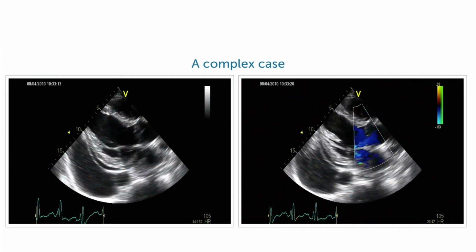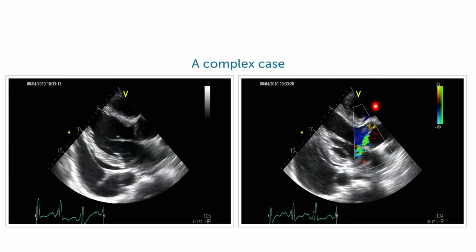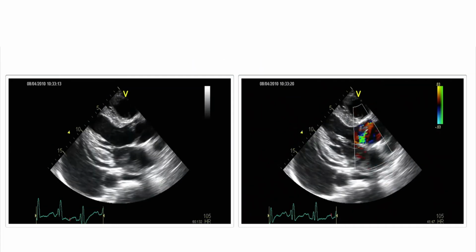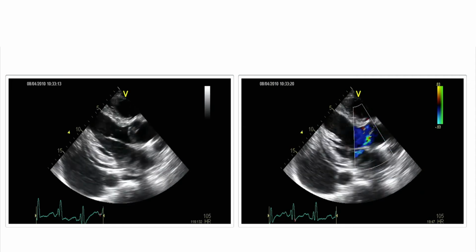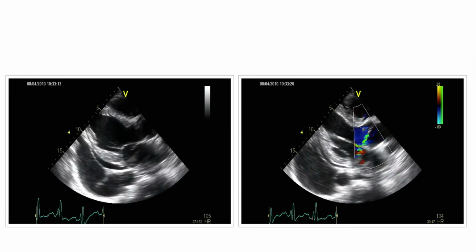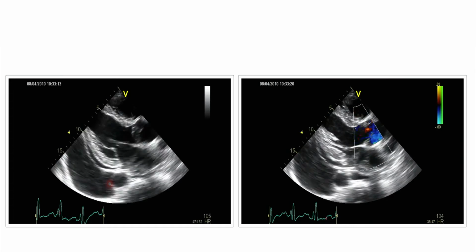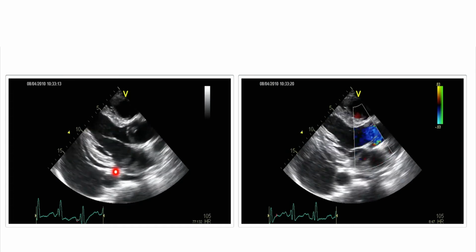And here is another case, a more complex one, where you can still detect AR. There's this really eccentric jet that maybe, as every eccentric jet, is underestimated in the presence of pleural effusion and a small amount of pericardial effusion.